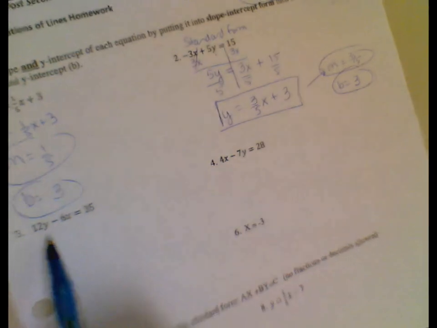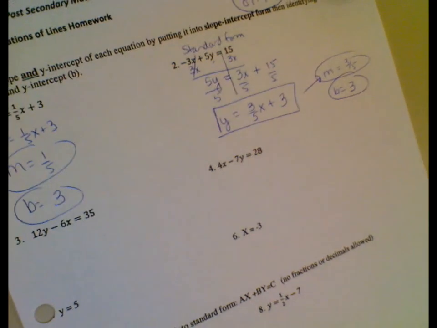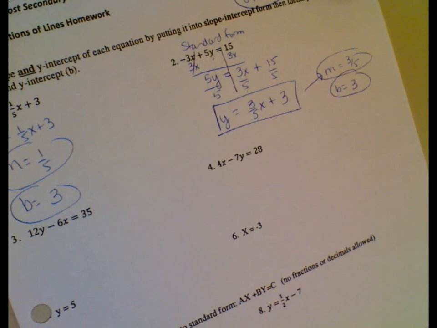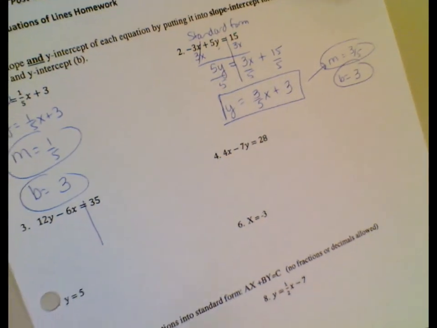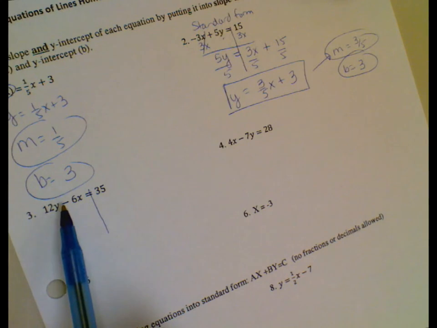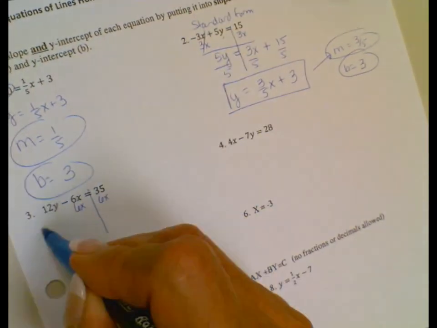So which form is this? Is that slope-intercept form or is it standard form? You guessed it if you said standard form. So standard form, we have to solve for y. So let's put a line through the equal sign. You have a left side and you have a right side. Find the y. See it? Your goal is to get that by itself. So let's add 6x to the other side first. You always want to move the x term first.